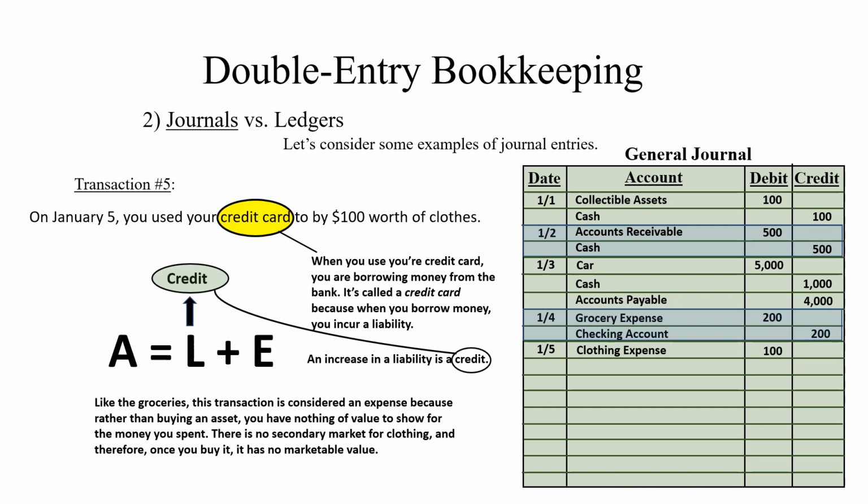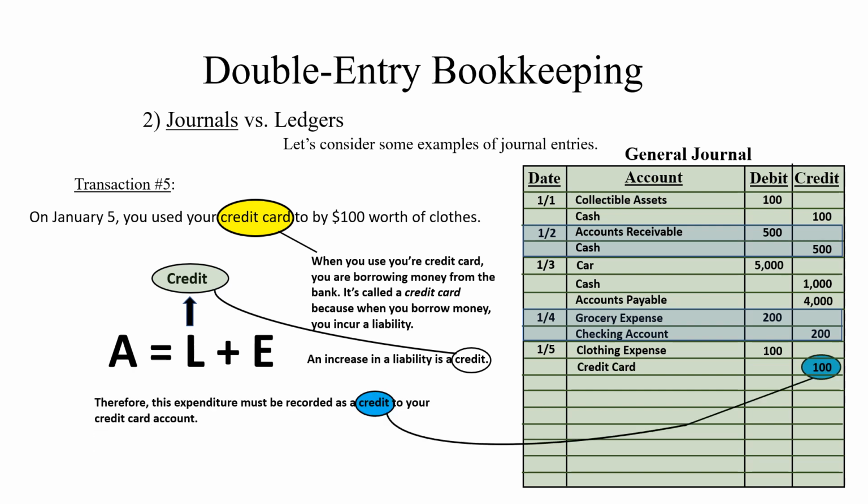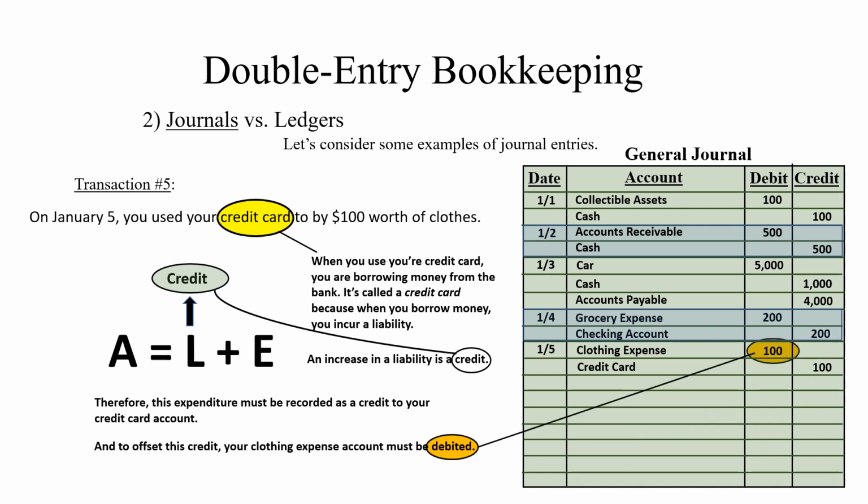Unless it's one of Elvis's outfits or maybe Abe Lincoln's top hat, there is no secondary market for clothing, and therefore, once you buy it, it has no marketable value. Therefore, this expenditure must be recorded as a credit, an increase in a liability, to your credit card account. And to offset this credit, your clothing expense, like your grocery expense in the previous transaction, must be debited.